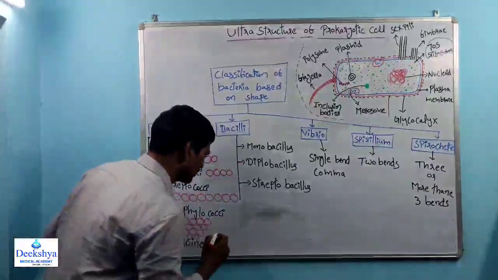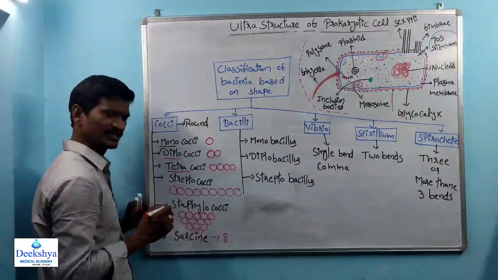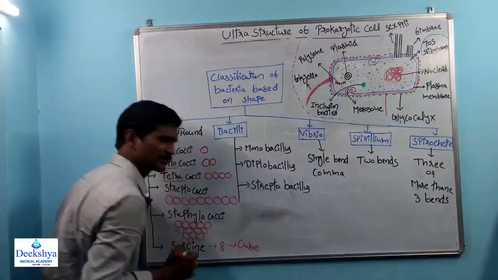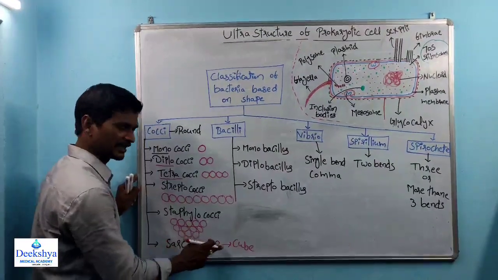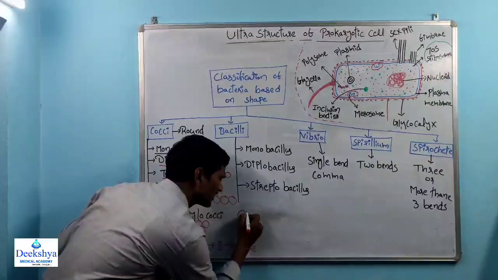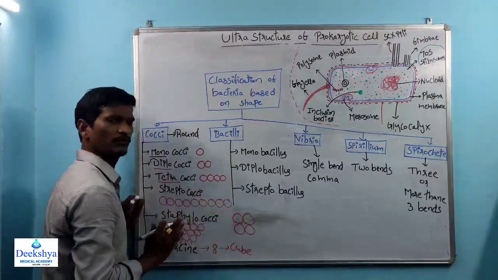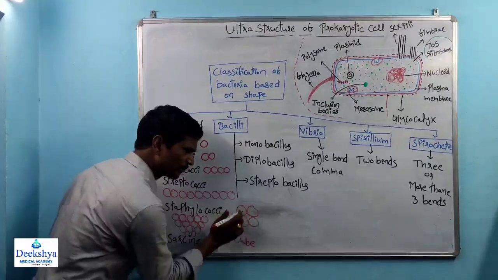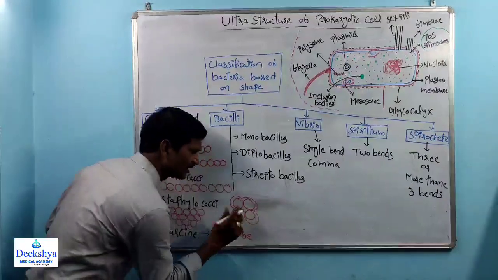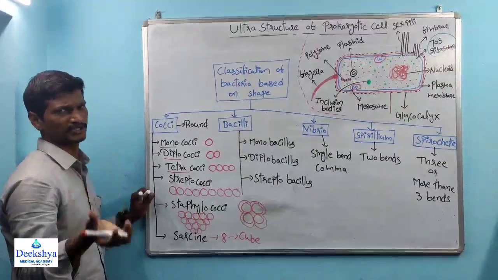Sarcine. This is a very important one. That structure contains 8 bacteria, and it forms a cube shape. So sarcine contains 8 bacteria and exhibits a cube shape. On one side 4 bacteria are there, and on the other side 4 bacteria are there. So totally 8 bacteria are there, and these 8 bacteria finally form the cube-shaped structure.